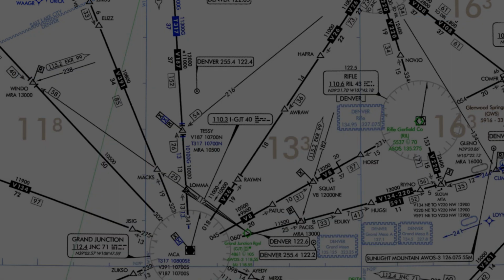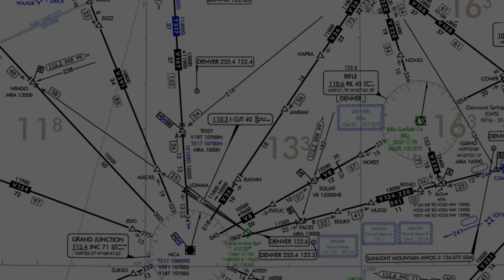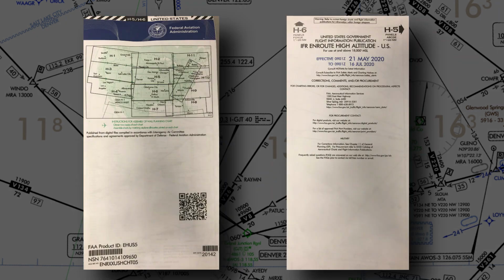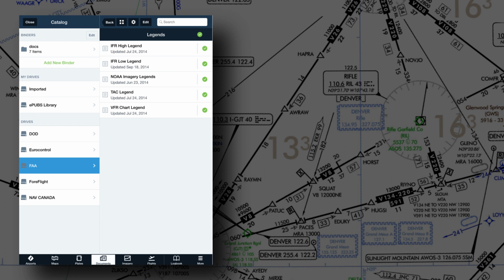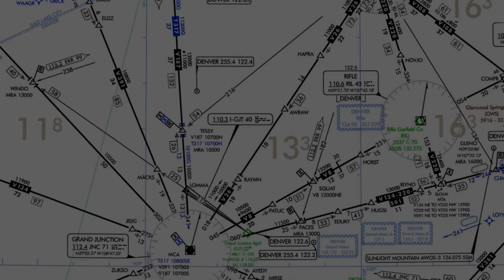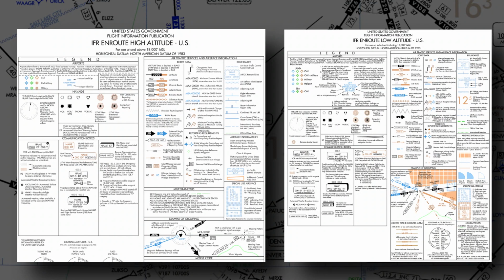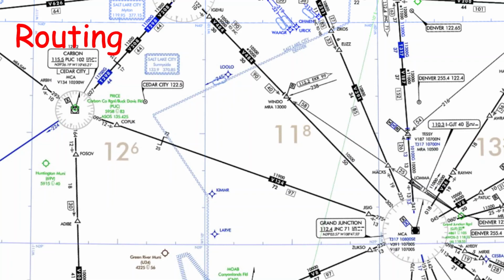There are two types of IFR charts. Low-altitude charts are used for navigation below 18,000 feet MSL. High-altitude charts are used when flying in Class A airspace at and above 18,000 feet. These charts contain a good deal of information. ForeFlight contains a Legends folder in the event you are unsure of the meaning of any of the printed information found on aeronautical charts. We'll start by talking about published routing.